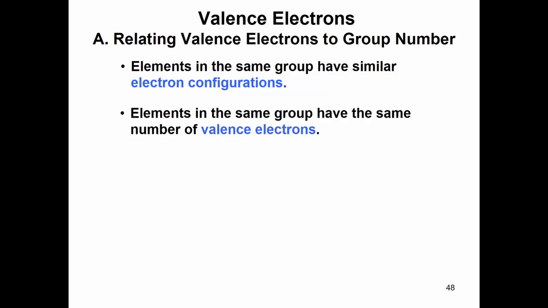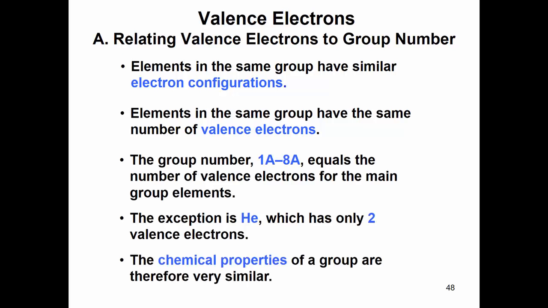Elements in the same group have similar electron configurations. You may have already seen this trend. The elements in the same group have the same number of valence electrons. That is why elements in the same group often have very similar chemical properties. If they're in the same group, they have the same number of valence electrons. I'm going to show this on the periodic table in a second.